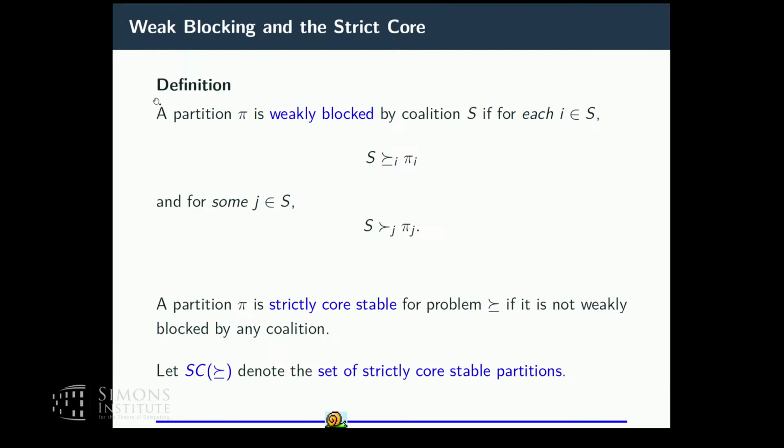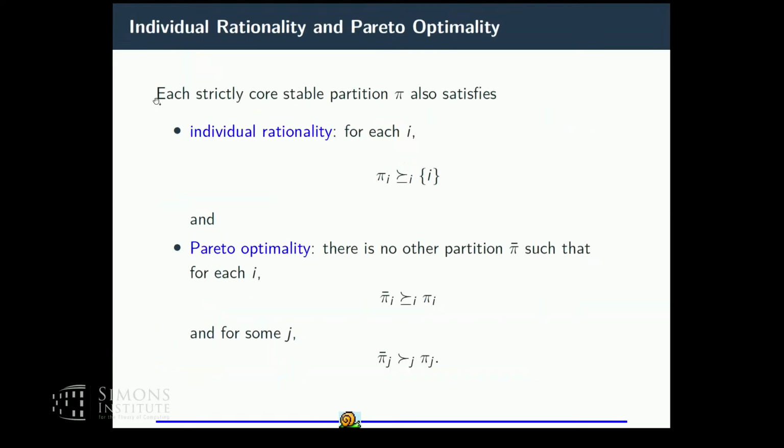So a partition is weakly blocked by a coalition if everybody in the coalition is at least weakly better off and somebody is strictly better off. Weak blocking determines the strict core, because the strict core are all the partitions that are not weakly blocked by any coalition. And we denote the strict core by SC. Now, there is weak blocking here. Sorry, there's another slide in between.